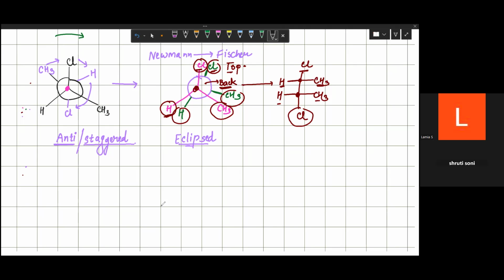Eclipsed form is more stable? No, right? Unstable. It's unstable due to steric hindrance, while anti or staggered is a little bit more stable. These things are more spaced out.